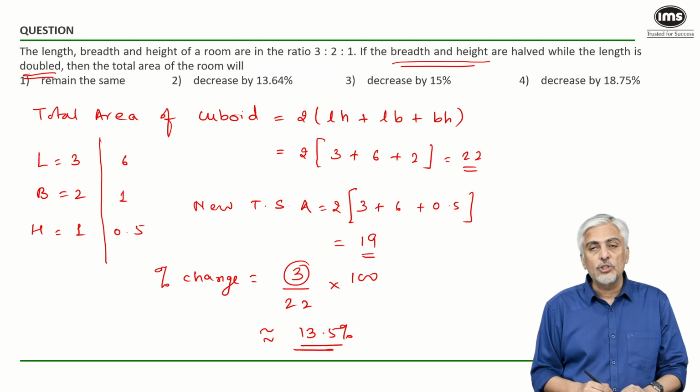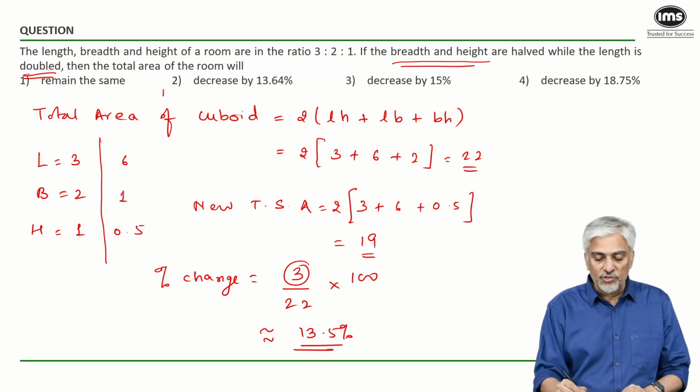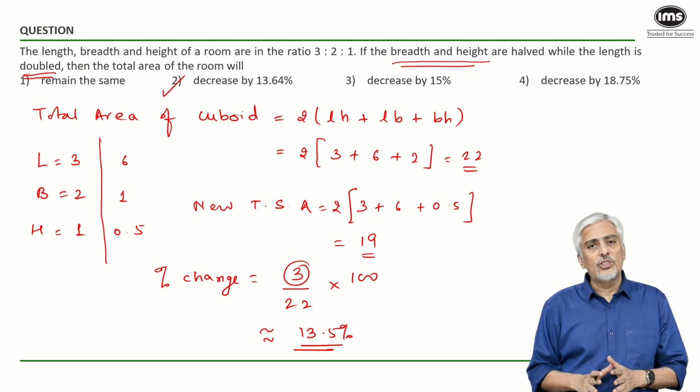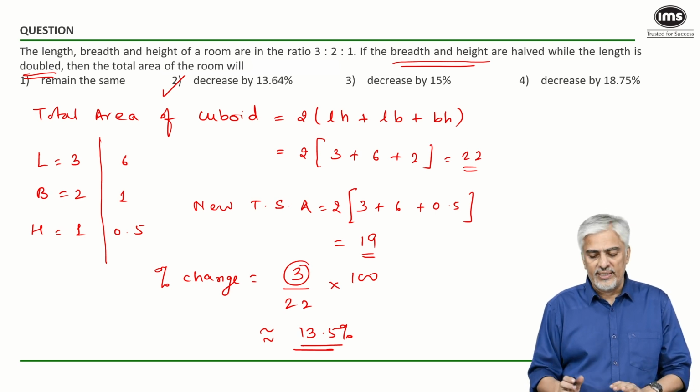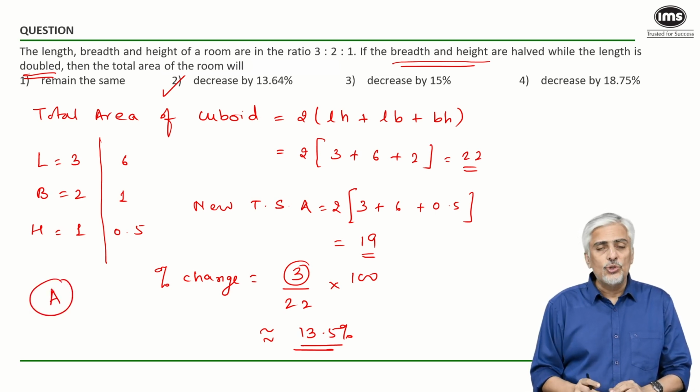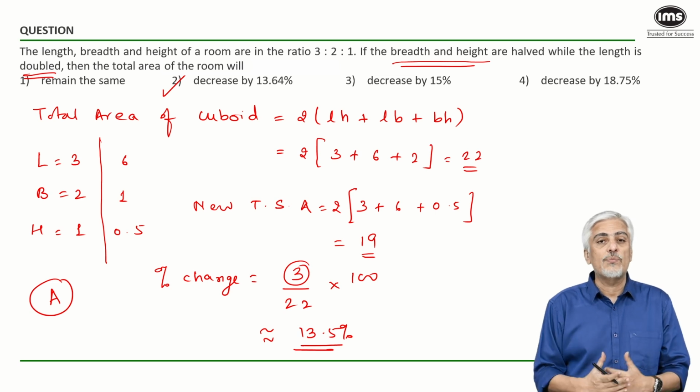If you look at the closest option which you have, it's 13.64 decrease, which is the second option. So it's a pretty straightforward question, not really very difficult. I would put it definitely as a category A level question. You should be able to do such questions easily in a test paper.